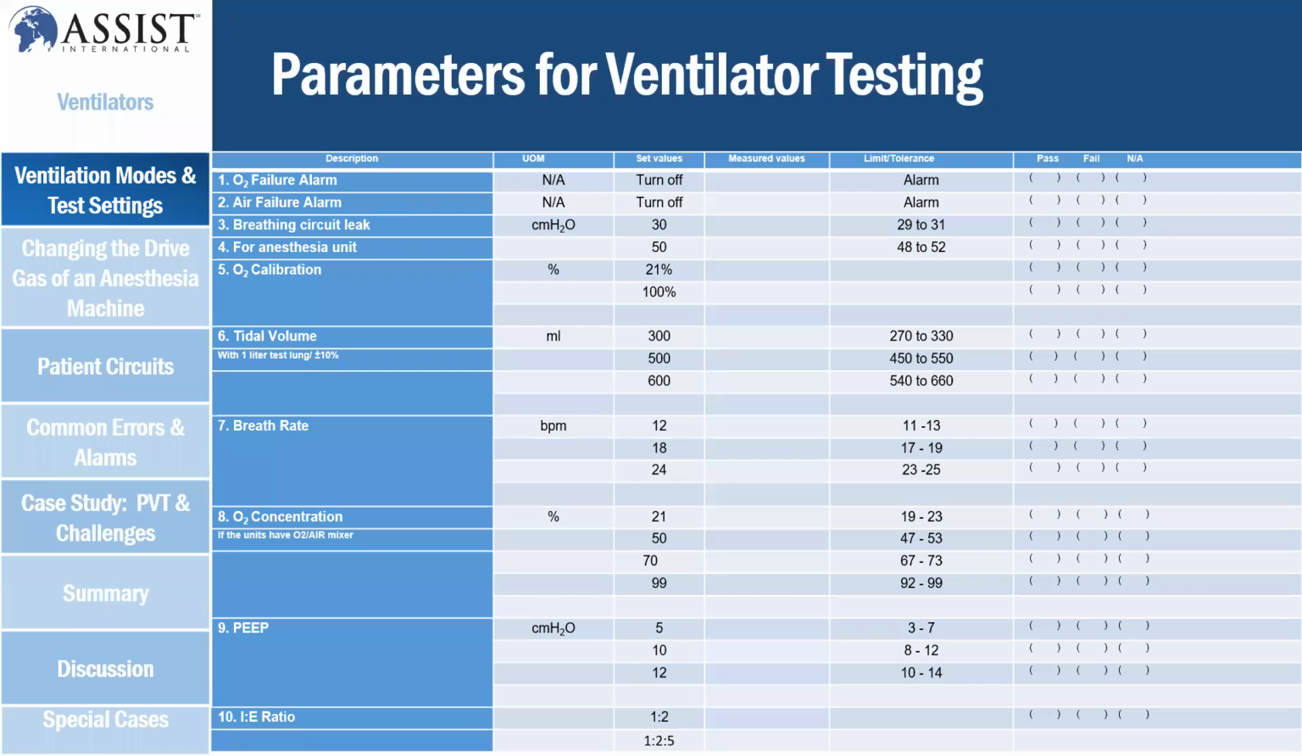If pass, just put pass and set the tidal volume, for example 300, then the breath rate 12, then O2 you can set 21, and the PEEP and IE ratio, and see the reading. Is it inside the range? You can see the limit and tolerance that have been set, so you need to be in that range. If it's 300, it should be somewhere 270 to 330. Remember, all these measurements are based on 10% NIV, non-invasive ventilator.